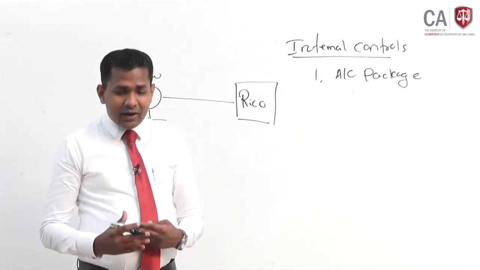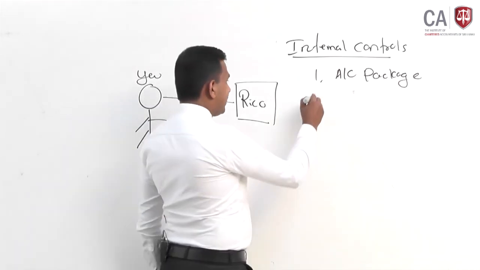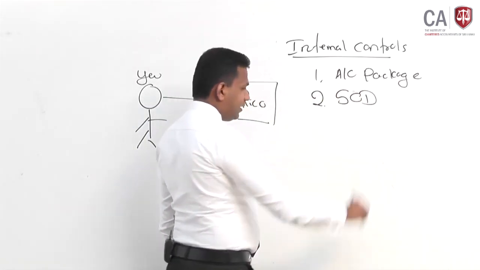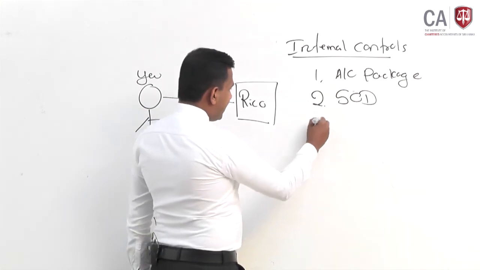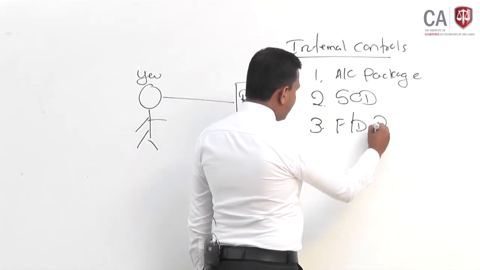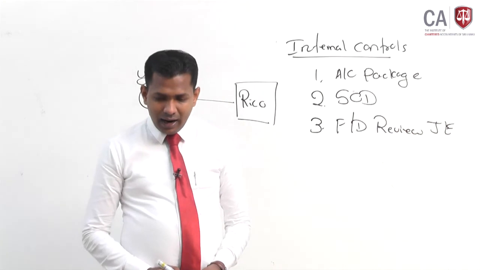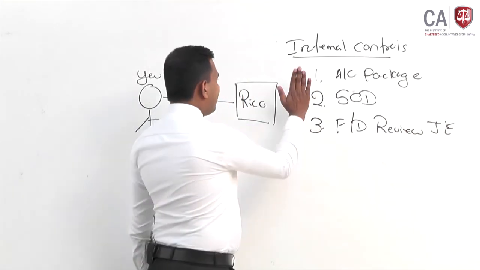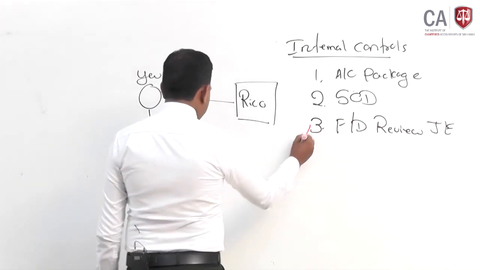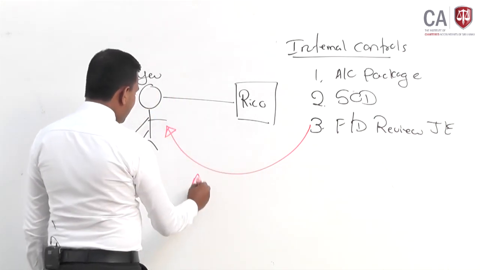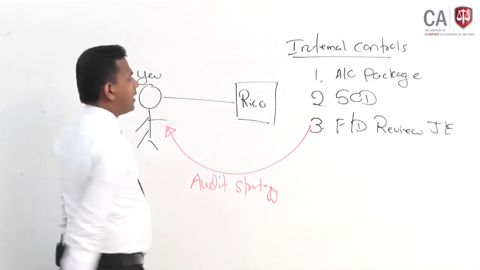And it also says that the finance people's duties have been segregated. Segregation of duties is properly in place, right? And also the finance manager, finance director. So the finance director reviews the manual journal entries to see whether they are unauthorized or unusual transactions. All these controls are there in the business organization of Rico. So you are looking at this information, and now you are in the process of deciding the audit strategy. We'll read it out.